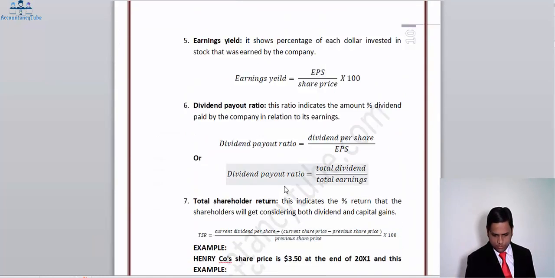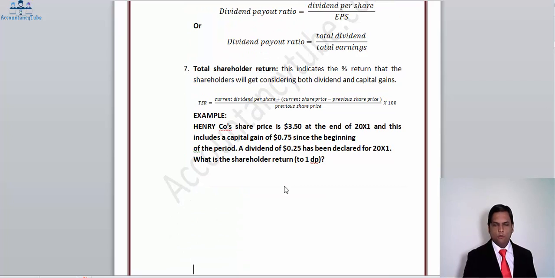Coming back to our notes and moving on to the examples. Now we have got our final example, total shareholders return. We all know the formula: current dividend per share plus current share price minus previous share price, divided by previous share price, multiplied by 100. The example pertaining to this is: Henry Co's share price is 3.50 at the end of 2011, and this includes a capital gain of 0.75 since the beginning of the period. A dividend of 0.25 has been declared for 2011. What is the shareholders return?